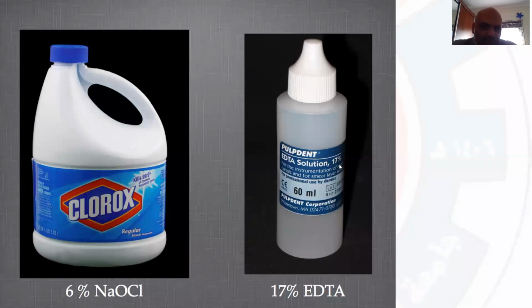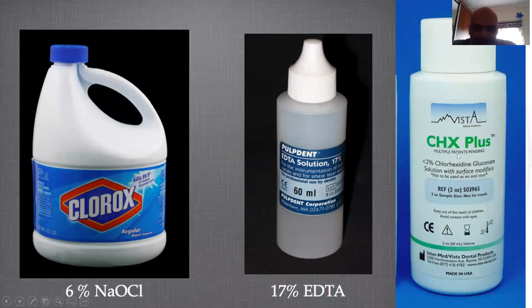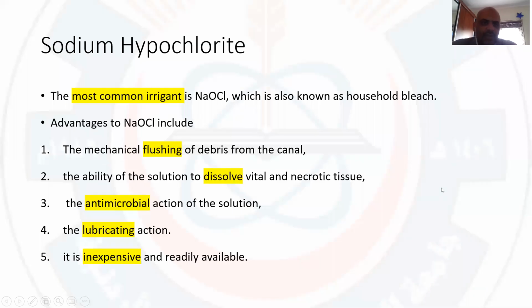Other materials we use, like EDTA, and there was a time that they considered chlorhexidine as a part of the irrigation protocol. So these are the major three materials we can use in endo for irrigation. Sodium hypochlorite is the most common irrigant. It is the same as household bleach.